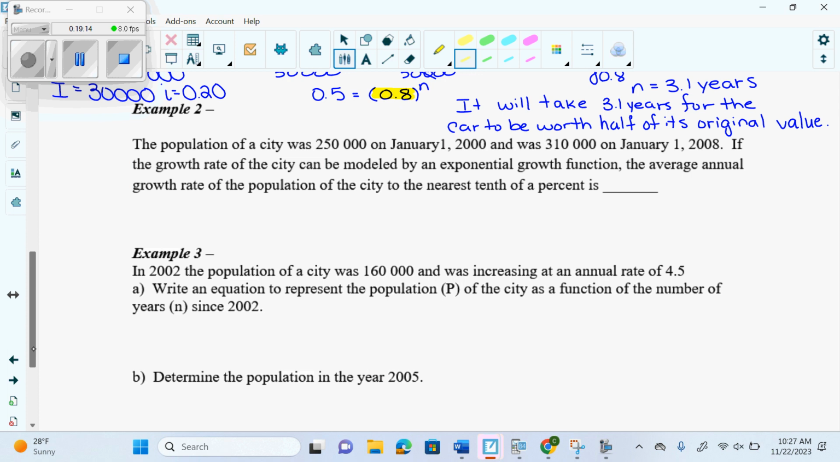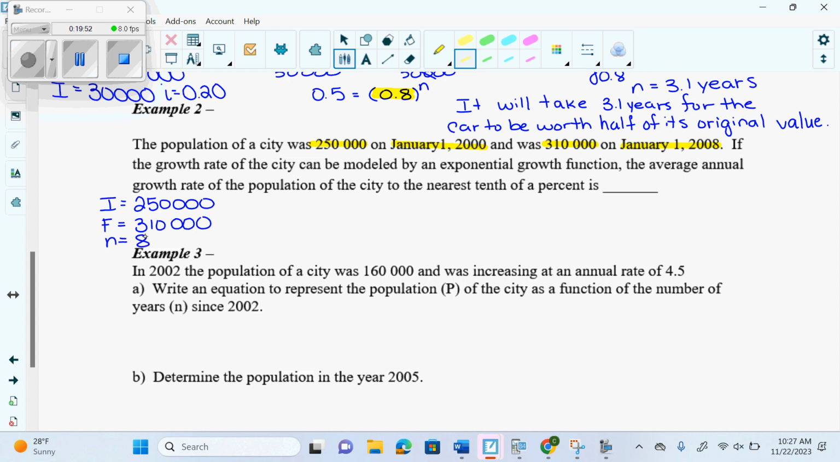So the population of the city was 250,000 on January 1st, 2000. Now, some people don't know if it's initial or final. I have to keep reading because until I read, I don't know either. And then it was 310,000 on January 1st, 2008. So which one is the initial? 250,000, because that was in 2000. And what's the final? 310,000. What else did I get from that? N is 8.